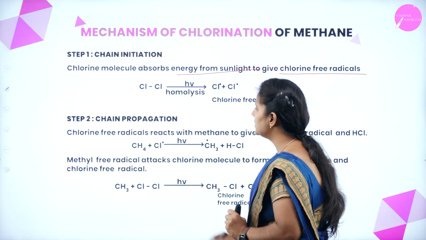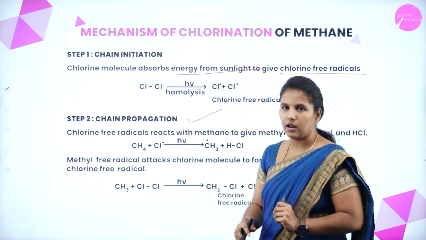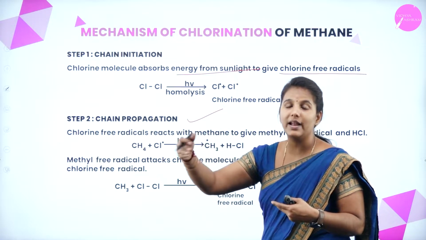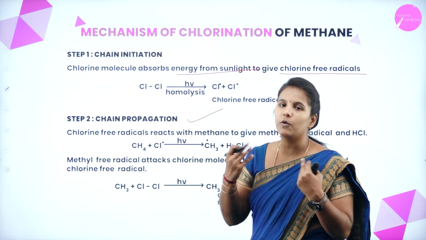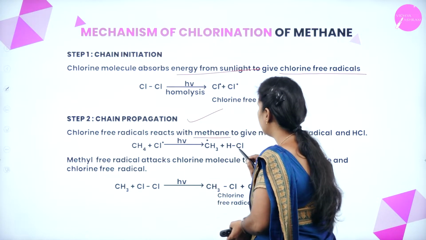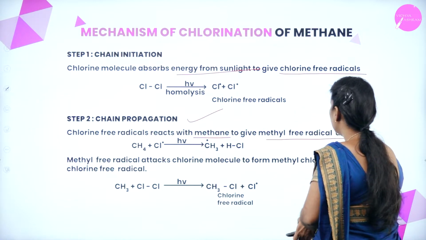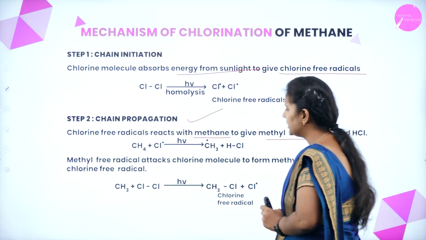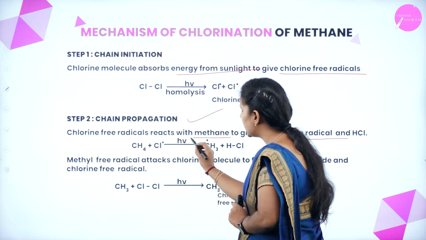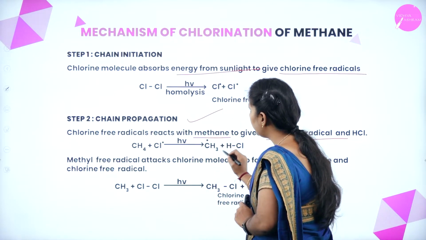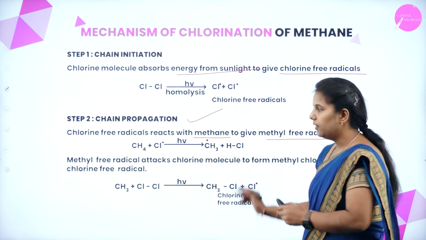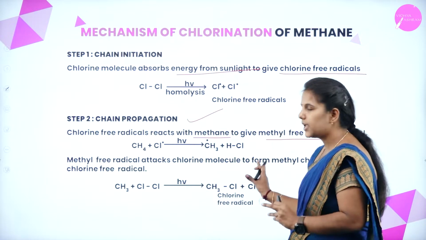The second step is chain propagation. So what does it mean? The chain will get propagated, which means it will be increased by adding the number of carbon atoms. So the chlorine free radical reacts with the methane to give a methyl free radical and HCl. So one of the radicals reacts with the methane in the presence of the sunlight and forms a methyl free radical, and by forming HCl. This is a chain propagation step.